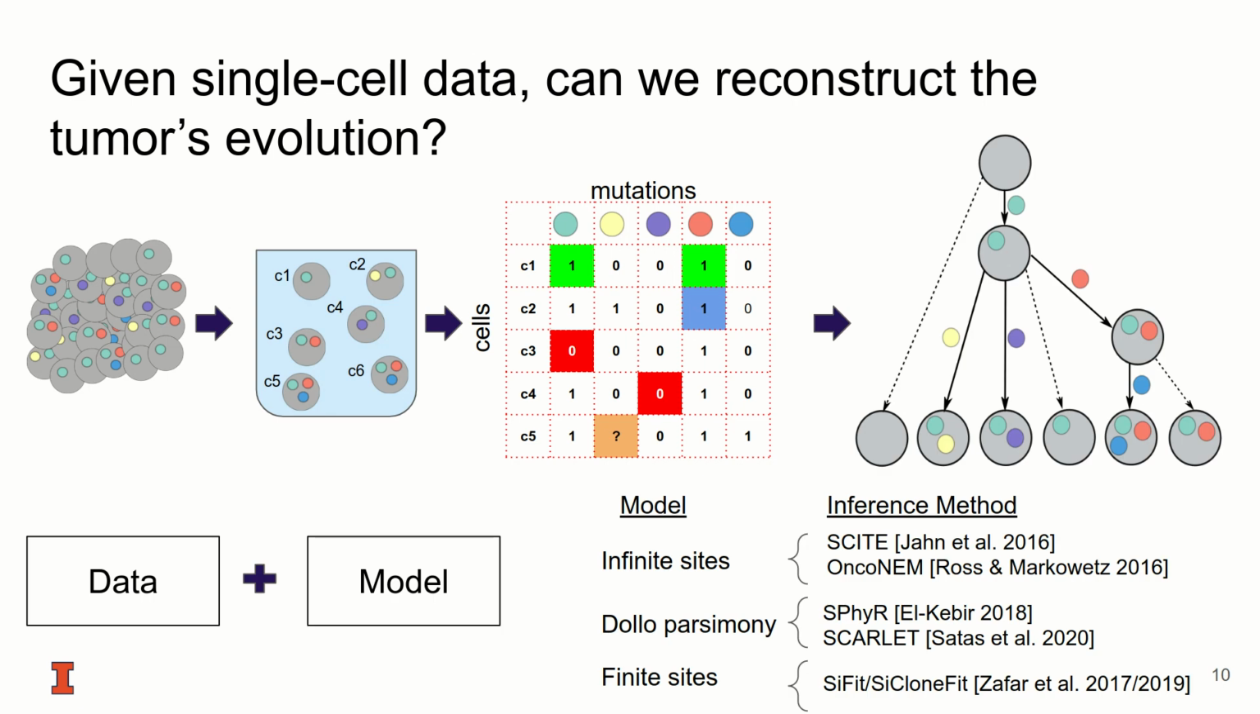So to reconstruct the evolutionary history of a tumor, in addition to data, you'll also need a model of evolution. And there are many models for cancer evolution ranging in their complexity and assumptions. But one of the most common models is the infinite sites model, which states that once a mutation is gained, it can only be gained once and never subsequently lost.